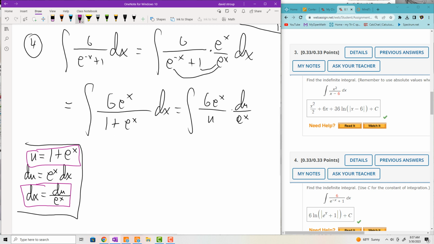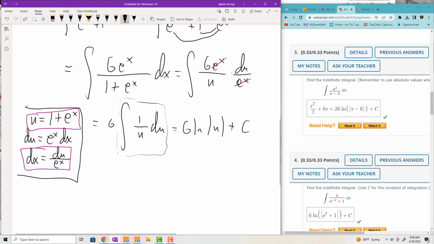And then there's a nice cancellation of the x material, right, which is what we need. I then can factor out the 6, and I have 1 all over u du. That thing right there is our natural log integral. So that's a natural log of the absolute value of u. So I have 6 ln absolute value of u plus c.